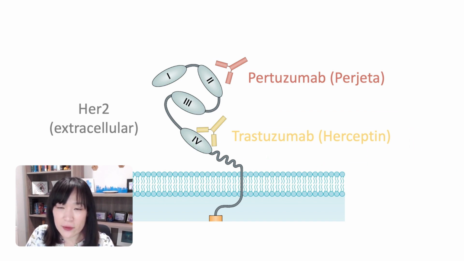As a side note, most antibody therapeutics have many names. For example, pertuzumab is marketed under Perjeta, and trastuzumab is marketed under Herceptin. You'll actually see different names for different countries, for example, or for different indications. So it can be a little bit confusing. There are multiple names for the same exact drug.